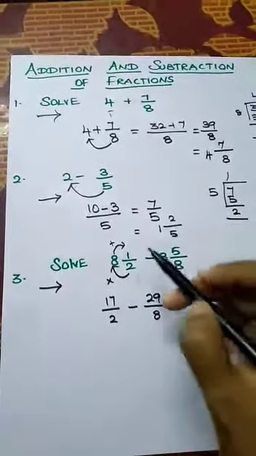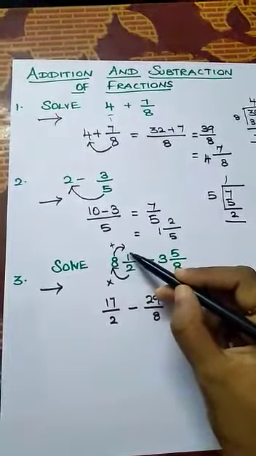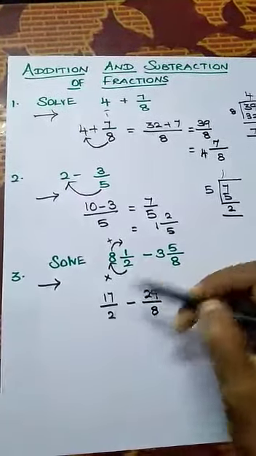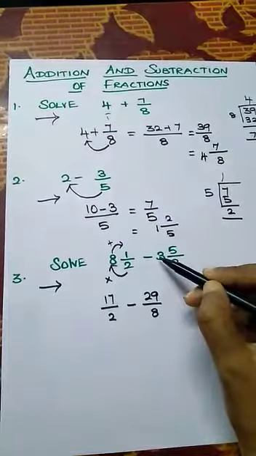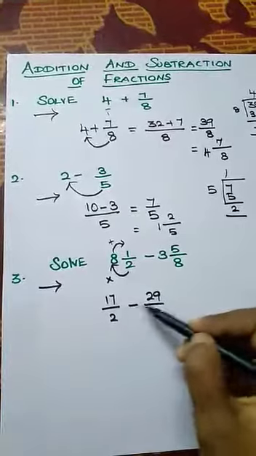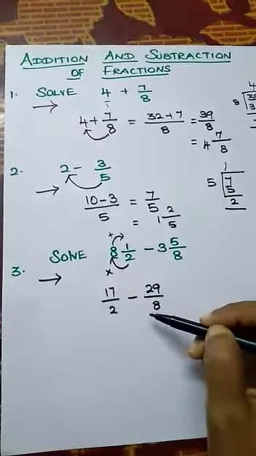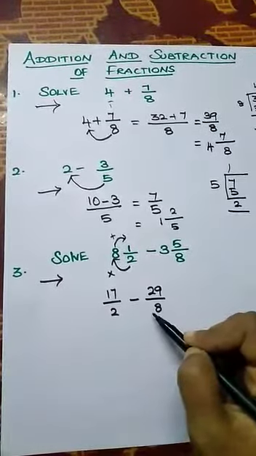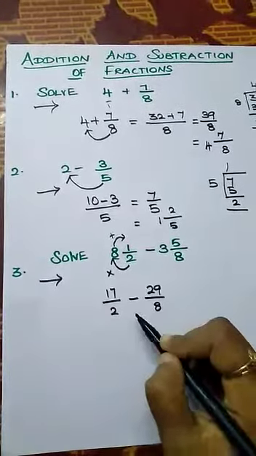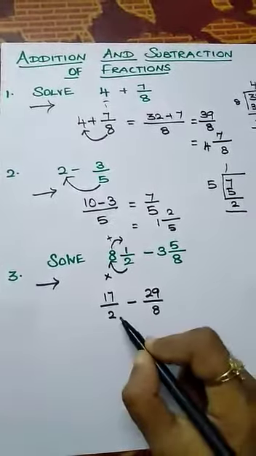Again check the value. Multiply the value. 8 2s are 16. 16 plus 1, 17. 17 by 2. Next, 8 3s are 24. 24 plus 5, 29 by 8. Now, we have to subtract the fractions. But the denominator values are different. So, we can't subtract the value directly. First, we have to convert into the same denominator. Then only subtract.